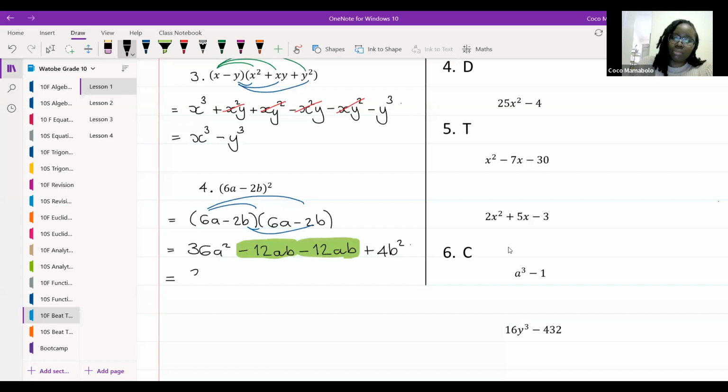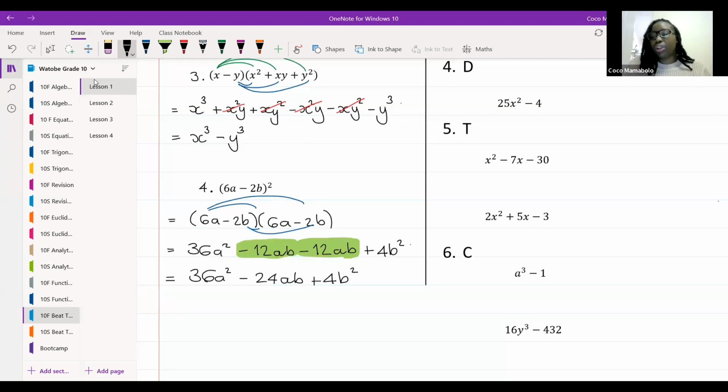36a squared. Good. 36a squared minus 24ab. Beautiful. Plus 4b squared. Wonderful. Excellent. Very well done. Okay. Nicely done, Amkhalang. Amazing stuff. Okay. All right, guys. We're done. This is as hard as simplification is going to get in grade 10.